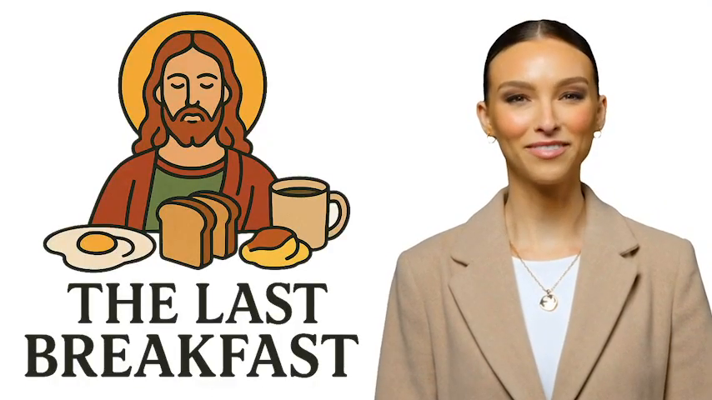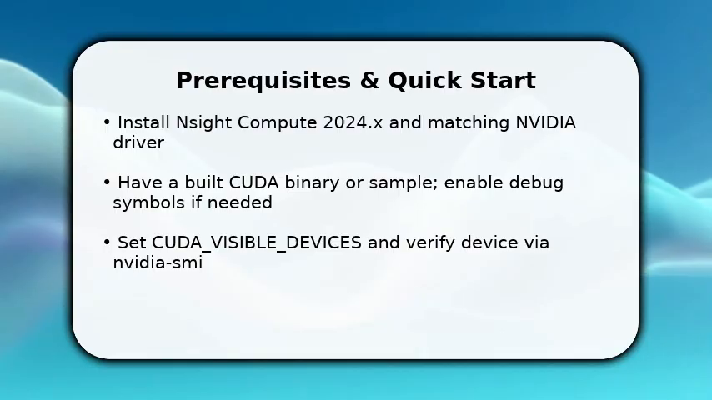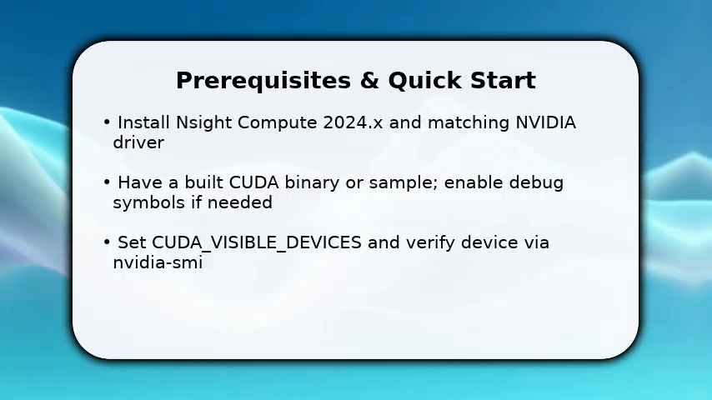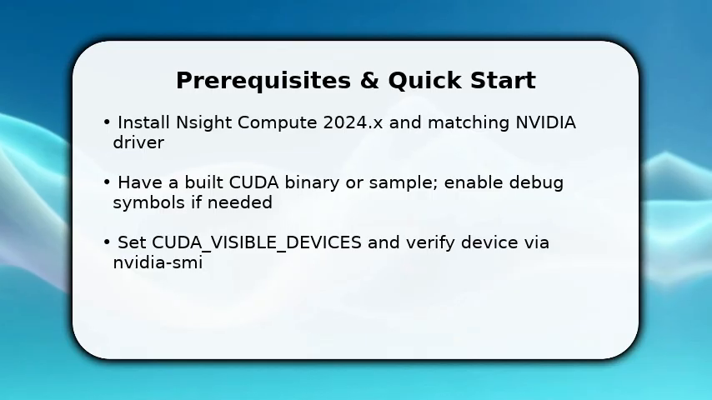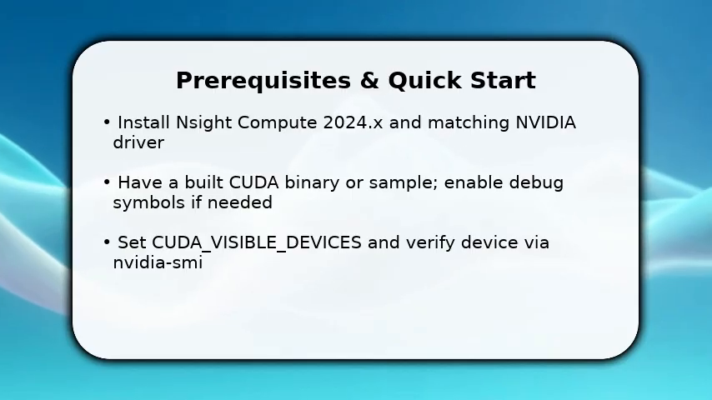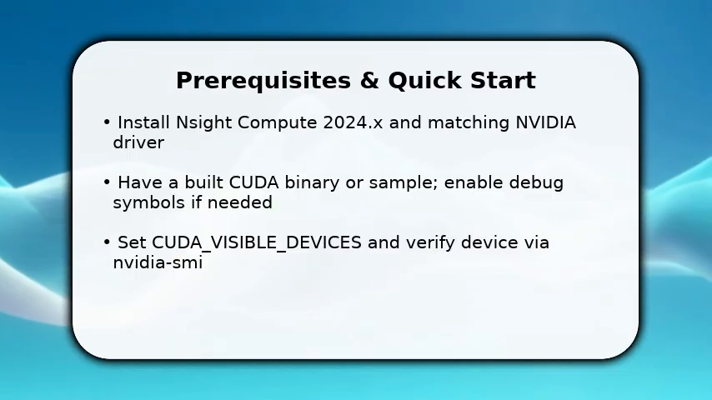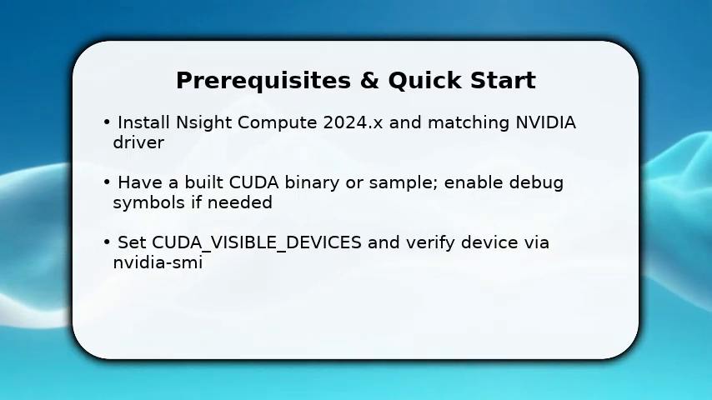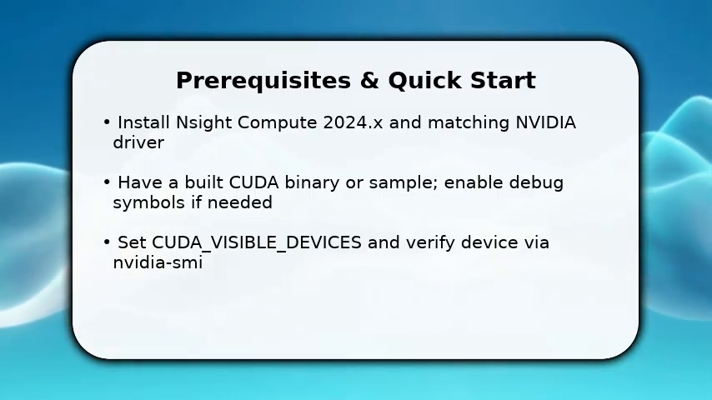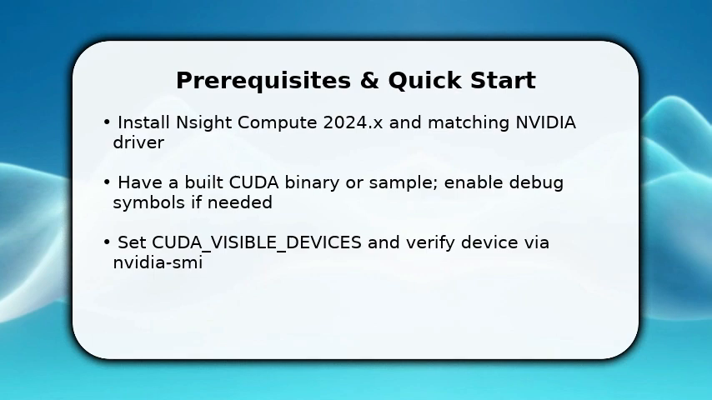Please enjoy the video. You start by confirming prerequisites: installed Nsight Compute and a compatible NVIDIA driver, plus a compiled CUDA binary. Once done, set CUDA visible devices to pick the GPU and run NVIDIA SMI to verify the device state. Then launch the profiler with Nsight Compute or the GUI, pointing to your executable and any necessary arguments. You do this to get a first lightweight collection, ensuring the tool can communicate with the GPU, and your app is accessible for deeper measurements.